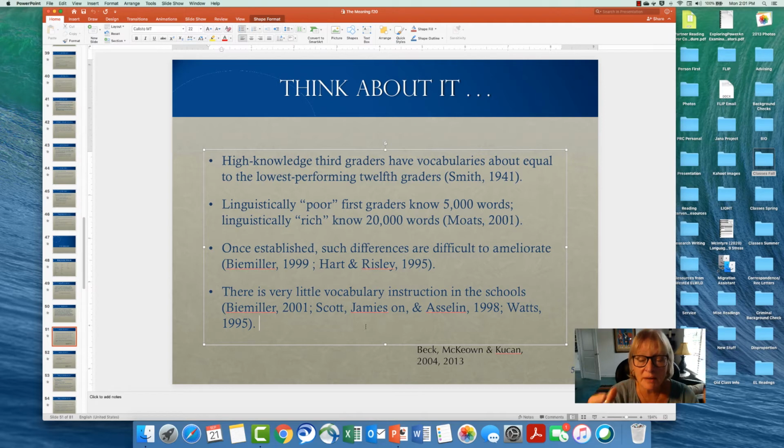And so if you're thinking about developing knowledge and vocabulary being key to accessing that information, then that's a critical point. Linguistically poor first graders have about 5,000 words in their vocabularies. Linguistically rich first graders have about 20,000, right? Four times as many. We have to increase the number of words. And once those gaps are established, they're hard to close up unless we're really hitting vocabulary hard in schools. And we certainly have some information to indicate that perhaps we are not.